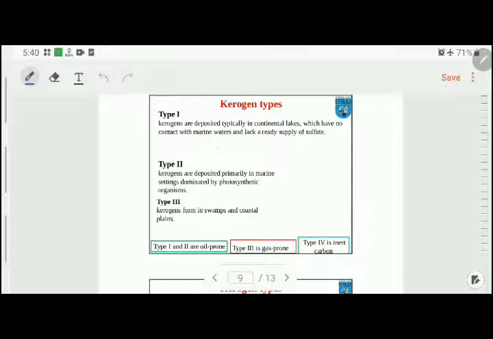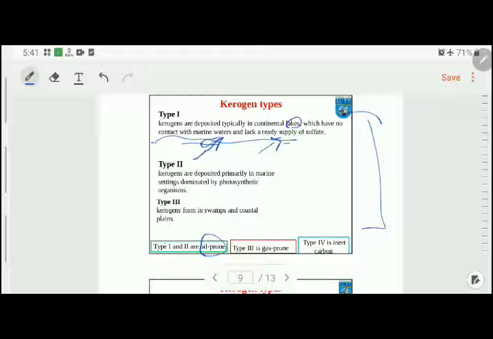The first types here are definitions and more explanations for these types. Type 1 and 2 are the oil-prone ones. Type 1 is expressed by kerogens that are deposited typically in lakes, which have no contact with marine water and lack a supply of sulfate.